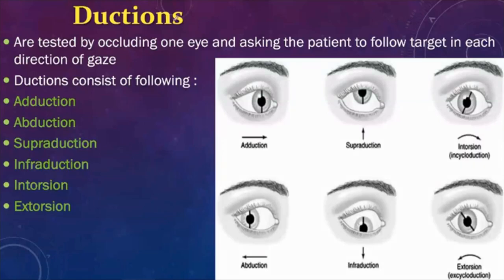There are different gazes, for example, adduction, which means that the eye looks medially, or abduction, in which the single eye moves laterally. Supraduction, in which the eye elevates, infraduction, in which the eye depresses, or incyclotorsion, in which the eye rotates around the anteroposterior axis toward the inside. Excyclotorsion, in which the eye again rotates around the anteroposterior axis outward. So these are the 6 movements of ductions.